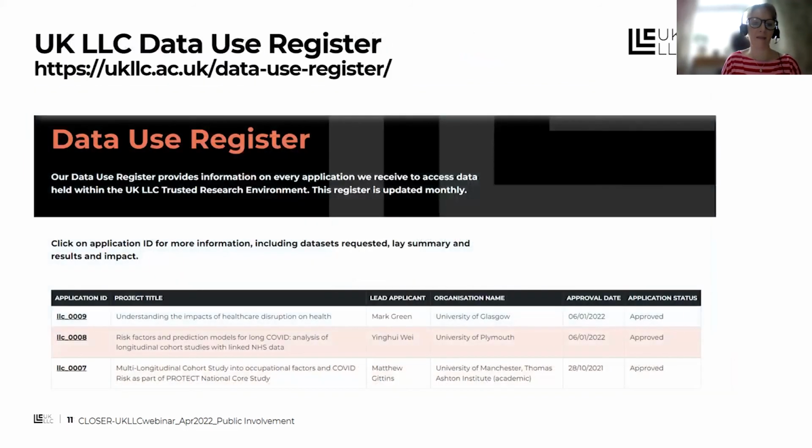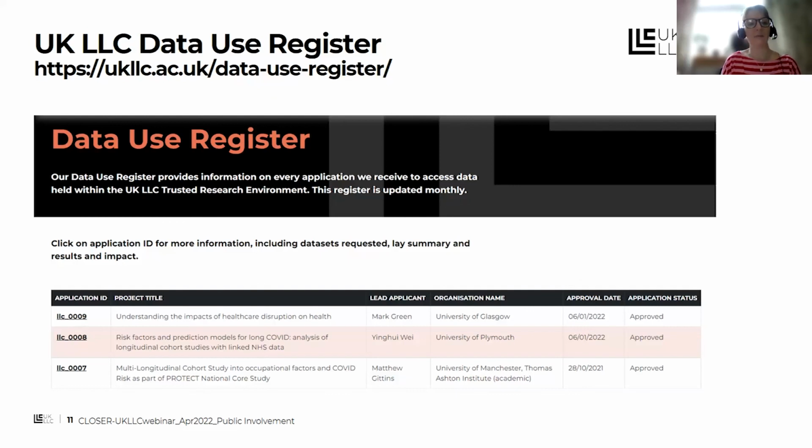And then finally, just on the UK LLC's website, we have a data use register. So once research projects are approved, and obviously some may be declined for different reasons, approved projects will be put up on our data use register. You can see the format here. And then on the left-hand side, you can click the application ID, and then the detail of your particular approved project will pop up.